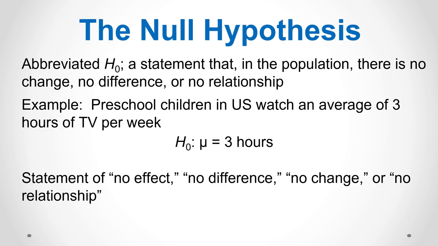Back to our example for preschool children, the null hypothesis in words is preschool children in the U.S. watch an average of 3 hours of TV per week. This null hypothesis in symbols is as follows. H naught, or H0, colon, mu equal to 3 hours.